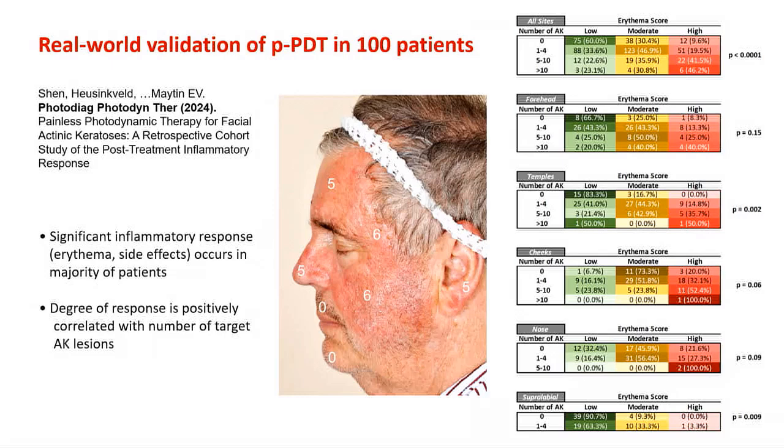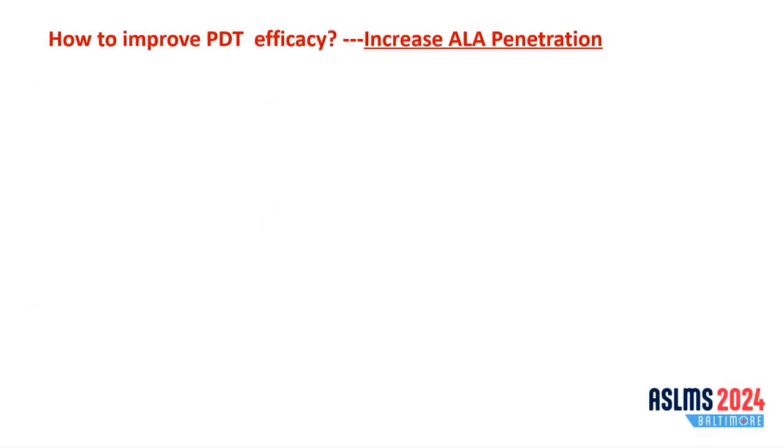And what we found is that in 99% of patients there was a significant inflammatory response with erythema, which we could quantify with a semi-quantitative score shown here. And when you do that by facial region, so on the forehead, temples, cheeks, nose, you find that the amount of erythema response correlates with the number of target lesions that were counted in that area. So there's a nice dose-response relationship, which argues that this is really a valid technique and interpretation.